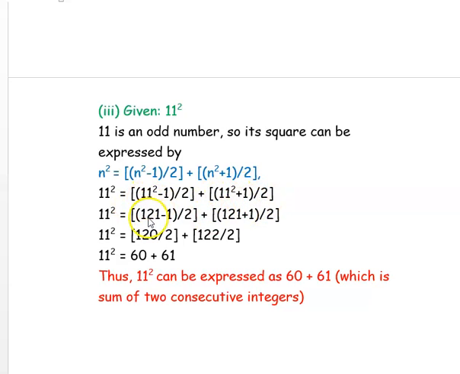So 11 square is 121, minus 1 divided by 2, plus 121 plus 1 divided by 2. So 121 minus 1 is 120 divided by 2, plus 121 plus 1 is 122 divided by 2. So 120 divided by 2 is 60 plus 122 divided by 2 is 61. So 11 square can be expressed as 60 plus 61, where 60 and 61 are two consecutive positive integers.